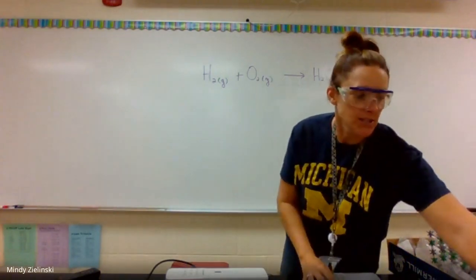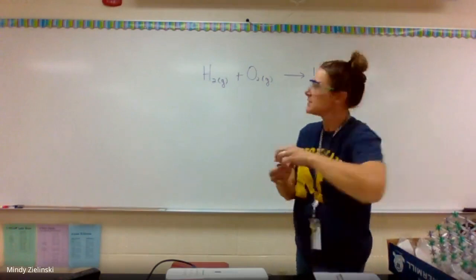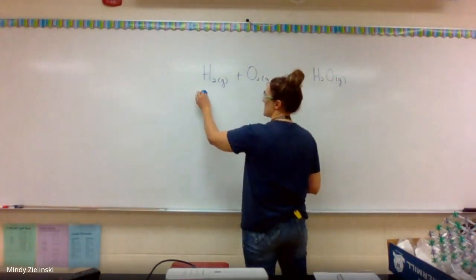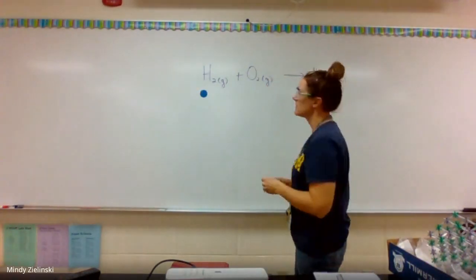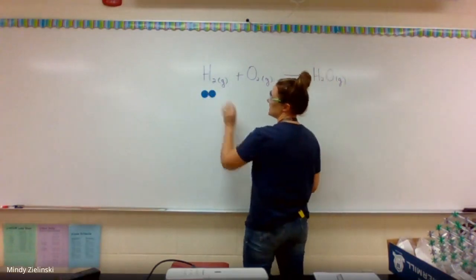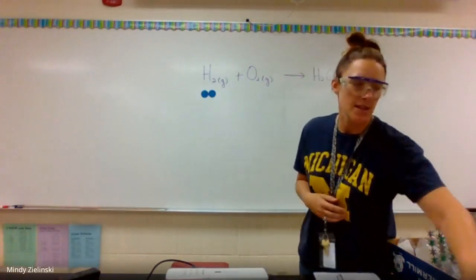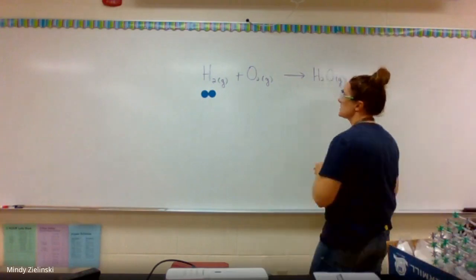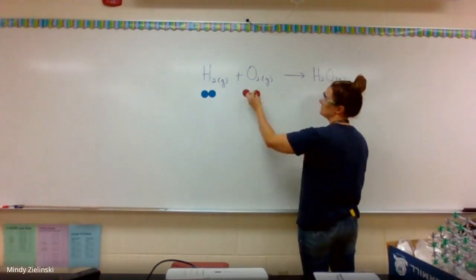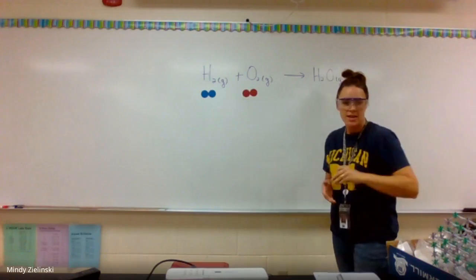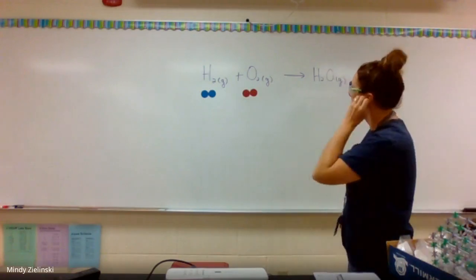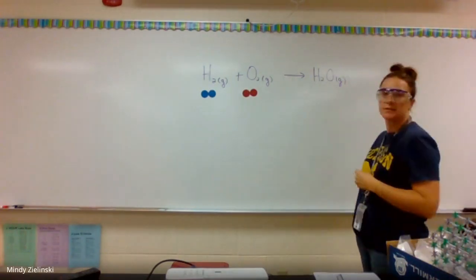So let's just have a little fun with this. I have these guys just to let you see what's going on, and I'm going to use these to represent what we have. So let's let this represent our hydrogen. We'll let the blues represent that. We'll let the reds represent our oxygen. Okay, and it tells us that we're trying to make water.